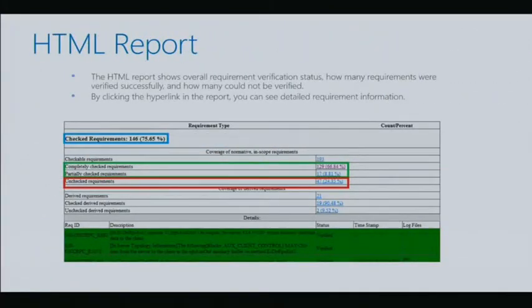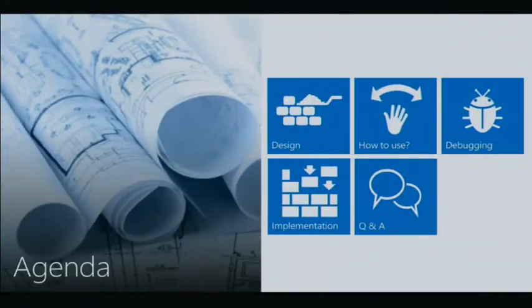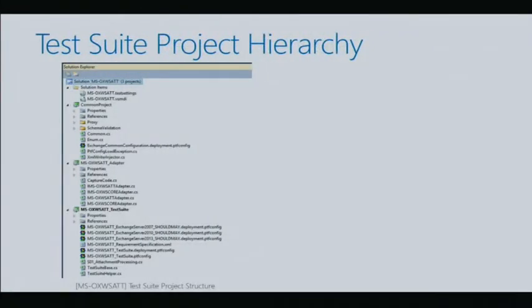This is an example of the HTML report. For each test run, it generates an HTML report, something like this. It contains information about the requirements. Over here it says how many requirements were verified, how many could not be verified, and things like that. All right, so next, let's dig into the implementation details. Over here we'll see what the SUT control adapter is and why we use them.